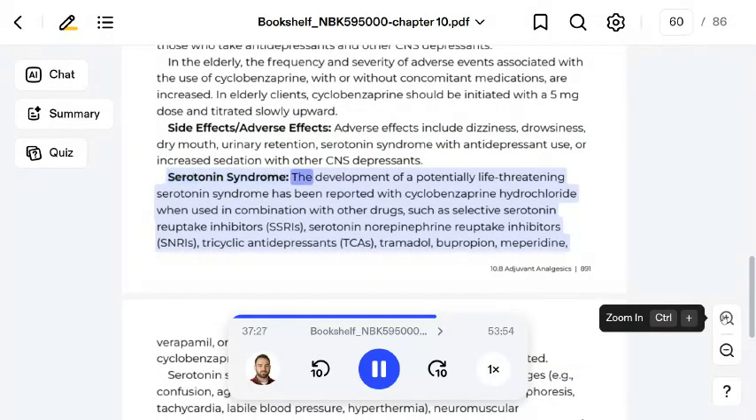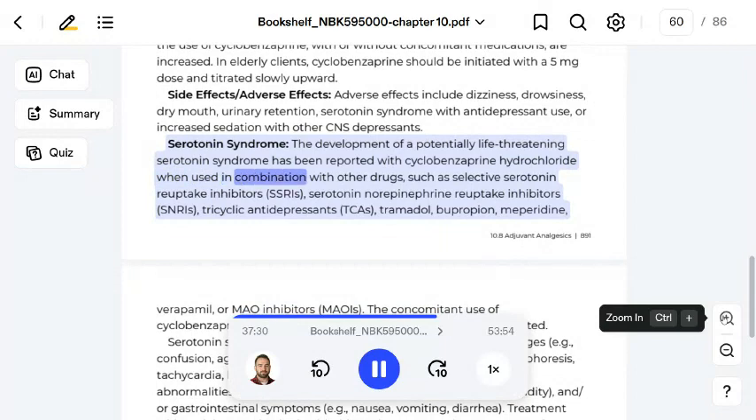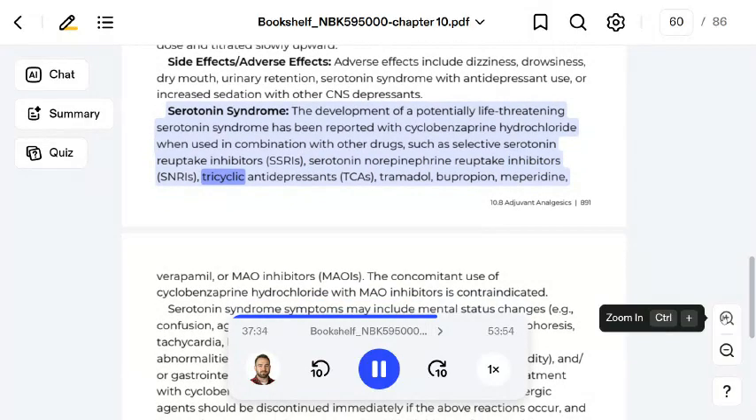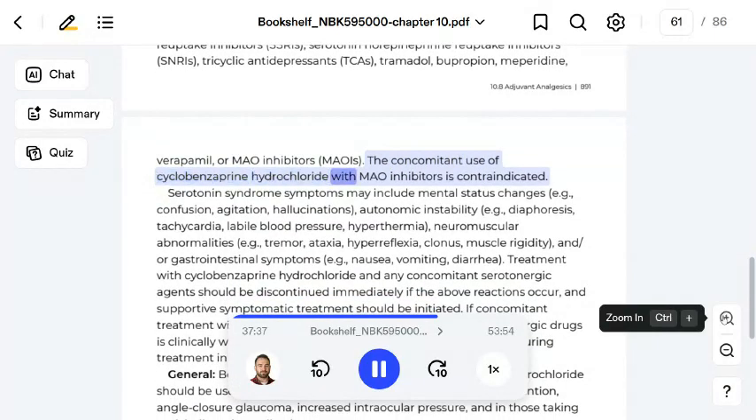Serotonin syndrome. The development of a potentially life-threatening serotonin syndrome has been reported with cyclobenzaprine hydrochloride when used in combination with other drugs, such as selective serotonin reuptake inhibitors, serotonin norepinephrine reuptake inhibitors, tricyclic antidepressants, tramadol, bupropion, meperidine, verapamil, or MAO inhibitors. The concomitant use of cyclobenzaprine hydrochloride with MAO inhibitors is contraindicated.